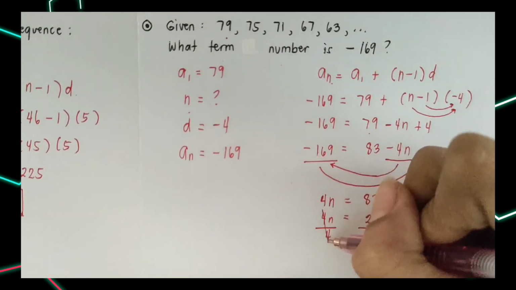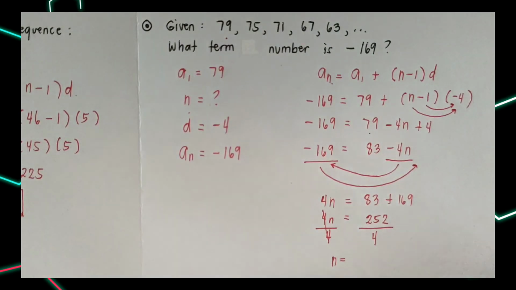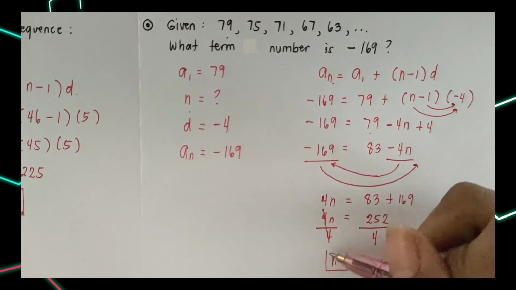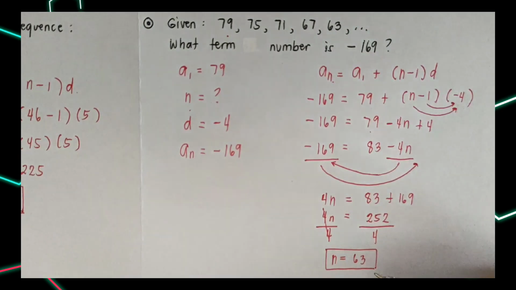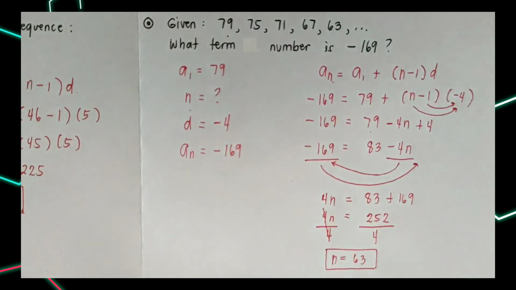For us to get the value of n, we will divide both sides by 4, to eliminate 4 here, and n will remain. n now is equivalent to 252 divided by 4, that is 63. Meaning to say, class, negative 169 is the 63rd term in this given.